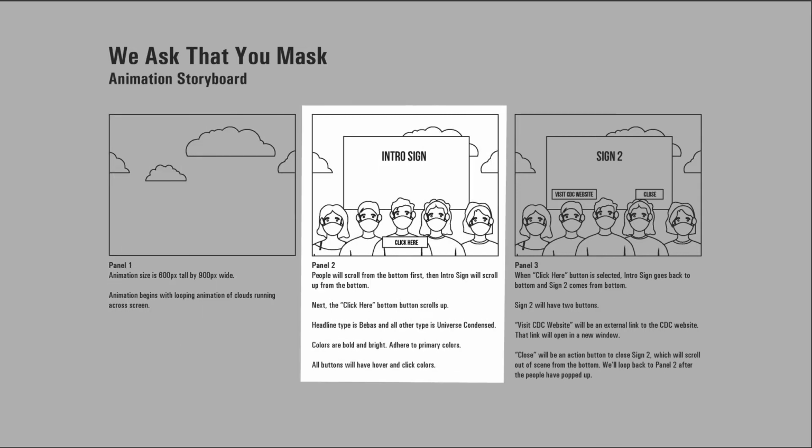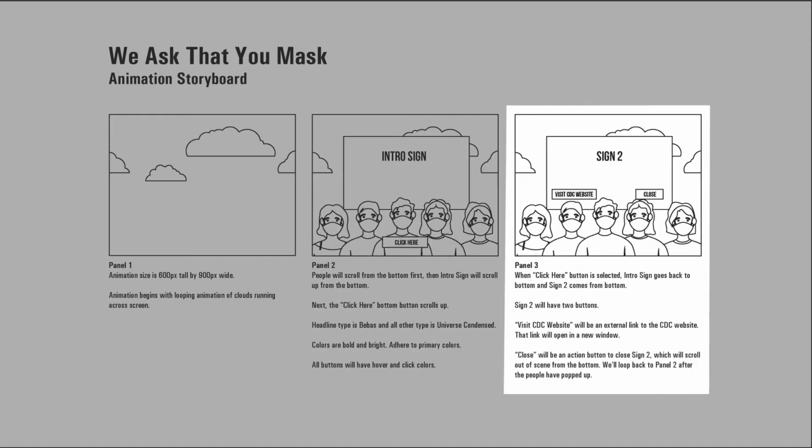After panel 1, if we look at panel 2, people will scroll up from the bottom first, and then the intro sign and click here button will scroll up from the bottom. In order to get to panel 3, the intro sign and click here button will scroll back off the stage from the bottom.